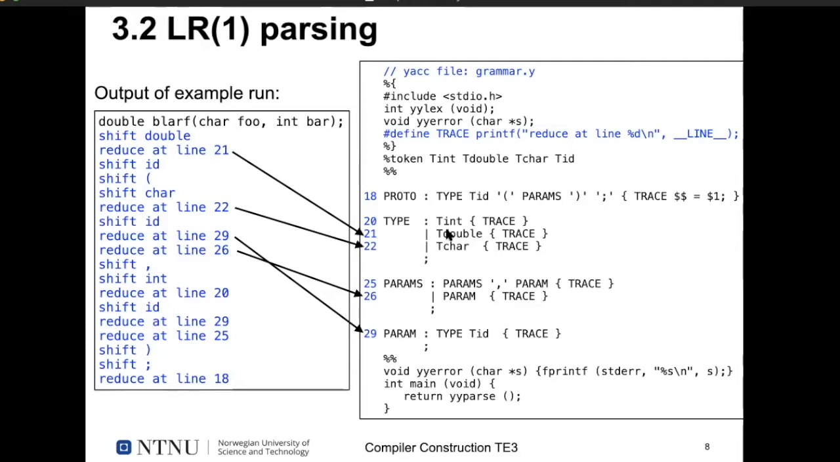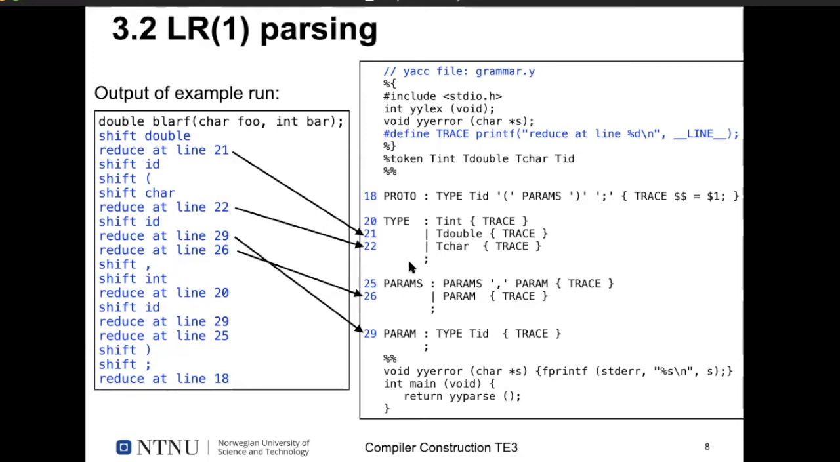And when you start and parse your double blarf line here, our example input, then you get the output. First it shifts double, then it reduces at line 21, and we see 21 is a rule that has T double on the right-hand side and reduces this to type. Then we shift the ID, and then this grammar shifts a bracket and a character, and then it starts reducing.